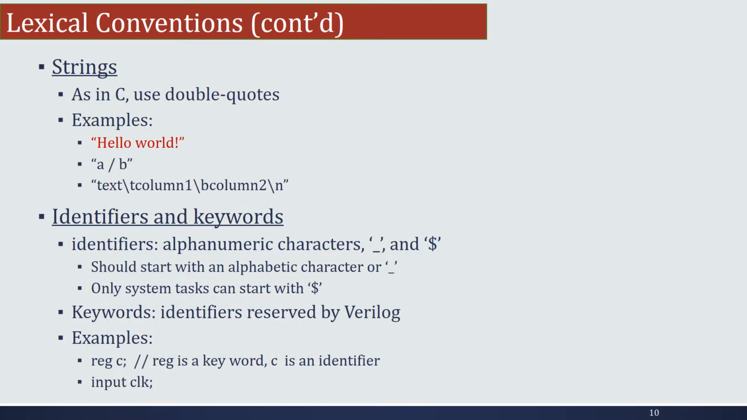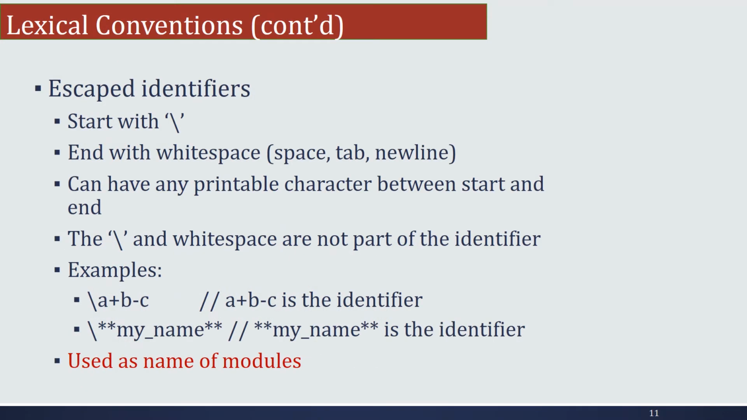Then another convention is strings. If you want to display some text, in that case that text can be represented as a string. In the example, in double quotes, you can see hello world. That is an example of a string. Similarly, you have identifiers. You will use a dollar sign before the identifiers. And there are escaped identifiers. If you use a backslash, then whatever is between the backslash and the space, even though they are identifiers, their meaning may not be taken. Sometimes it is used for naming the modules.